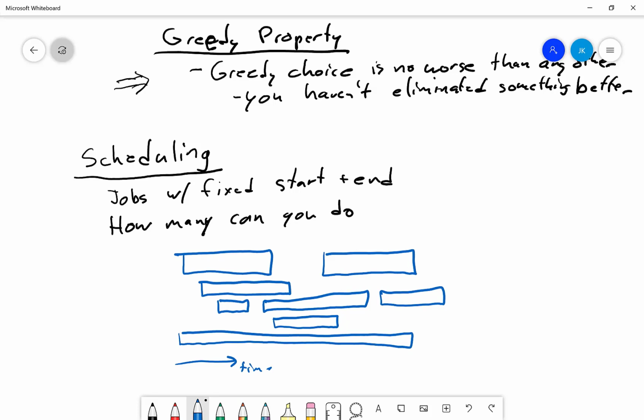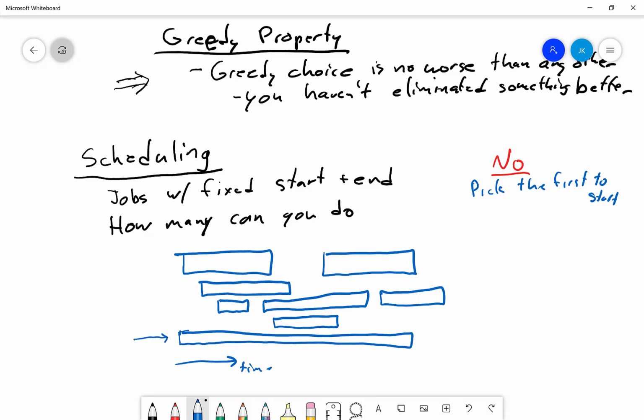I wasn't thinking it through as I drew these, but there are different greedy approaches that you can work, and there are some that do not work. So there are some that are not good greedy approaches. An example of one that is not a good greedy approach is pick the first to start.